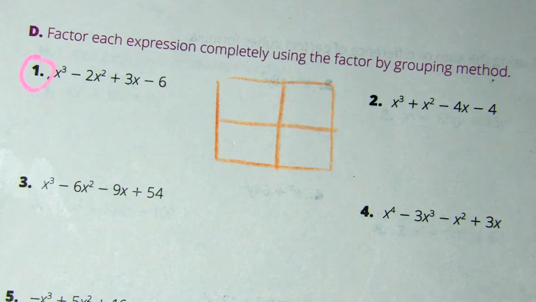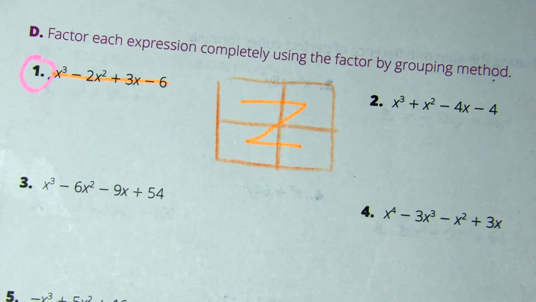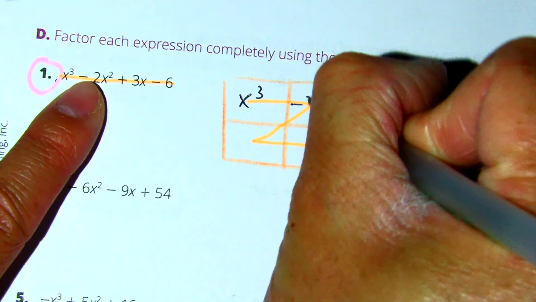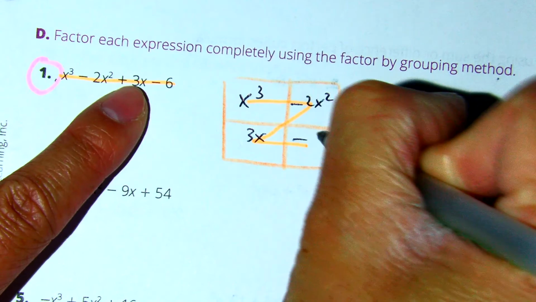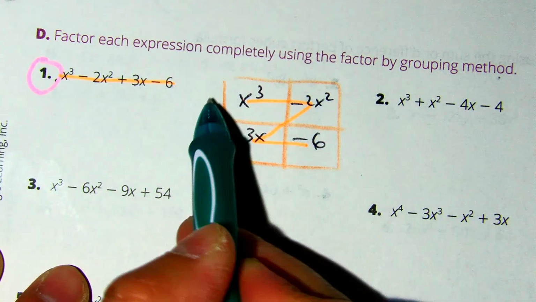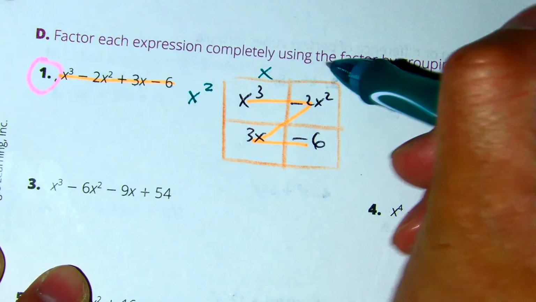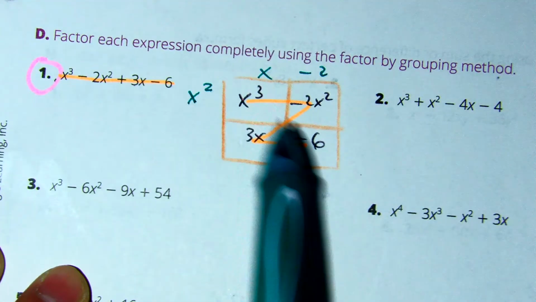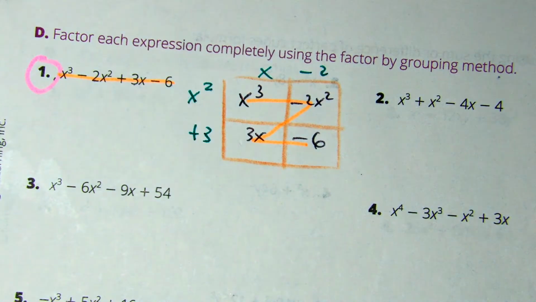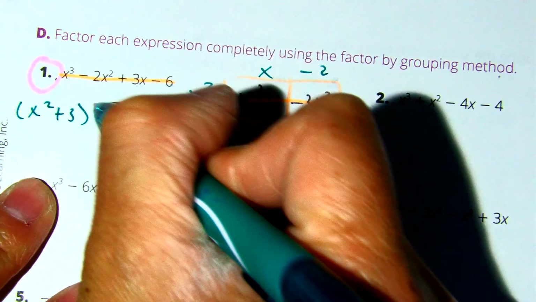We talked about in class using kind of like the Z. So let me write it out as a Z. x cubed minus 2x squared plus 3x minus 6. And then all I have to do is just find the greatest common factor. x squared, x, negative 2, and in this direction a positive 3. I have x squared plus 3, x minus 2.